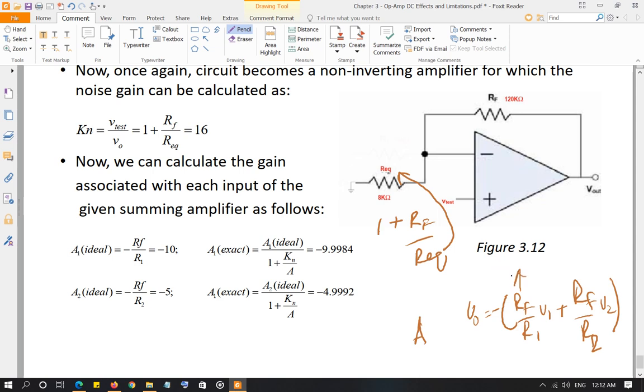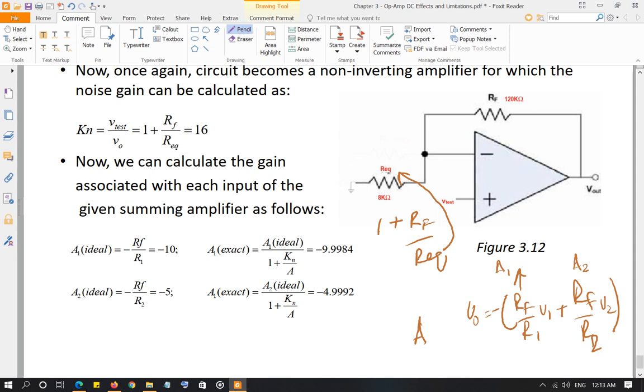Right? So this is the gain associated with the first input. This is the gain associated with the second input. So the ideal gain is negative RF over R1, that is negative 10 for A1. Exact value is A1 ideal over 1 plus Kn over A. We calculated Kn to be 16. So the exact value is going to come out to be negative 9.9984. Observe, there's really no difference. Likewise, for the ideal gain value for the second input, negative RF over R2, negative 5, and the exact value is going to be negative 4.992. Again, no difference.